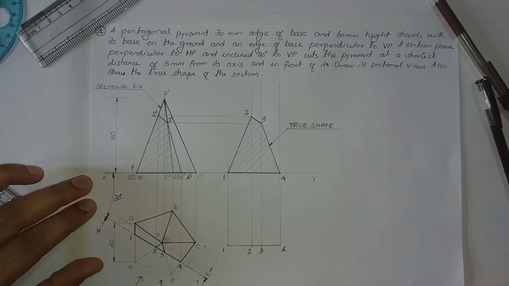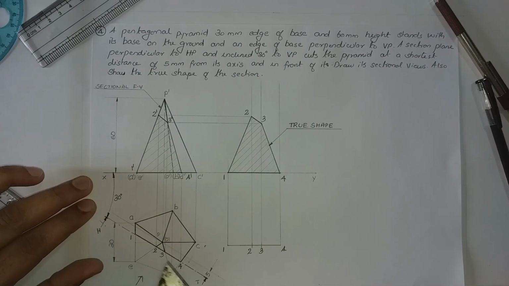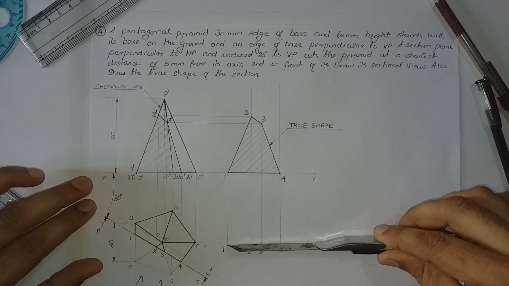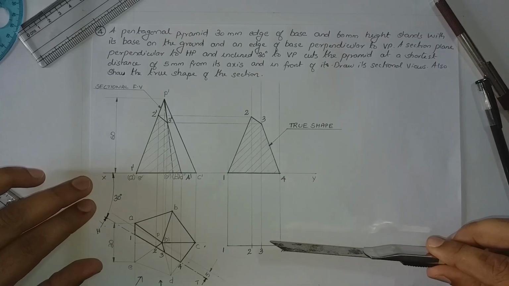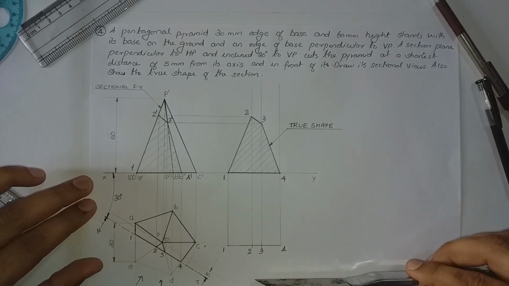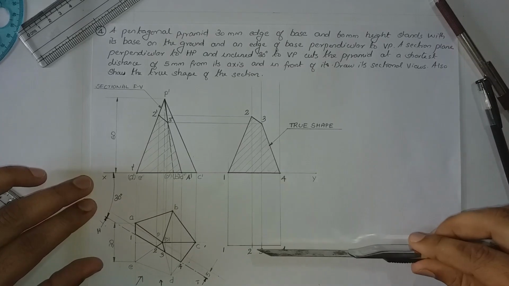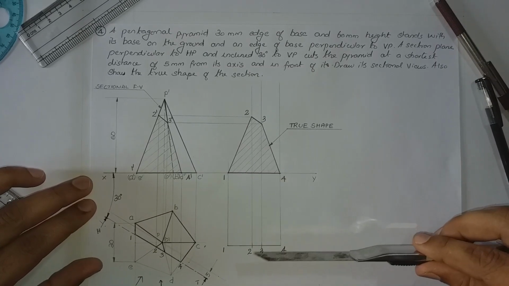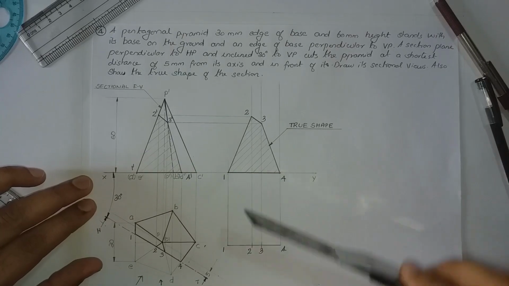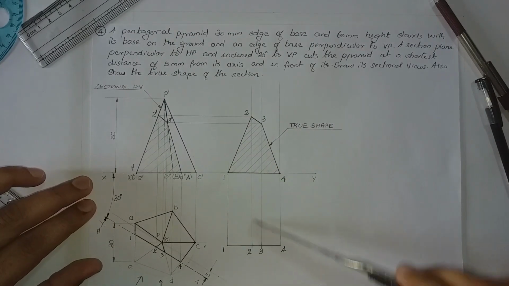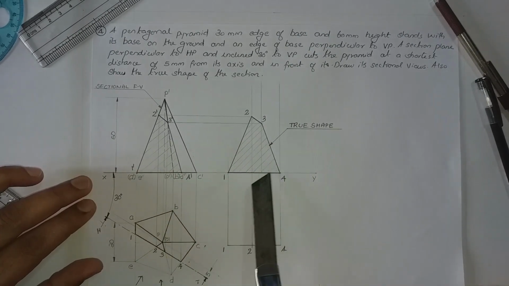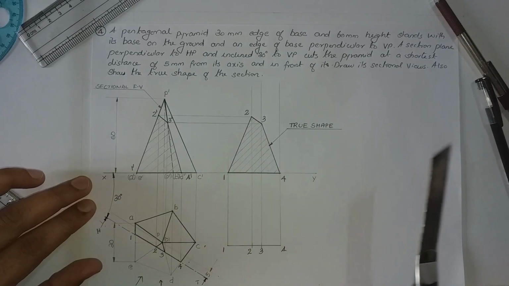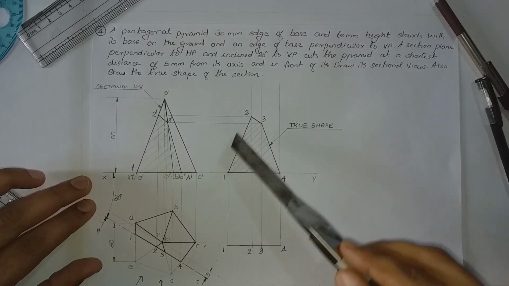So here, the true shape is constructed by straightening the section plane. This line 1 to 3, I have just made it straight here. The distance of this line with respect to the XY line can be any distance. It can be either nearer to the XY line or it can be away from the XY line. The distance doesn't matter. The only thing you have to make sure is that this line must be parallel to the XY line. So after making it straight, we'll be extending projectors from this 1, 2, 3, 4 and we'll be extending projectors from 1 dash, 2 dash, 3 dash, 4 dash and we'll be joining them in order to get the true shape and you have to hash the inside region.